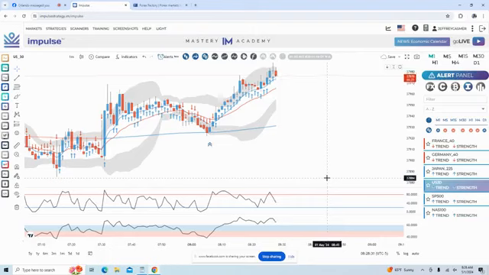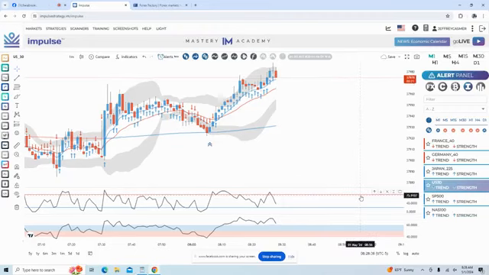Okay? All right, so the indices are about to get moving here, which should be kind of fun to see on a 1 minute.